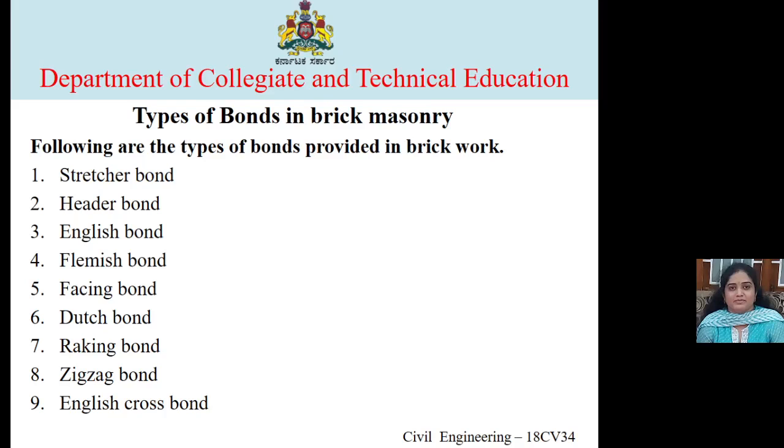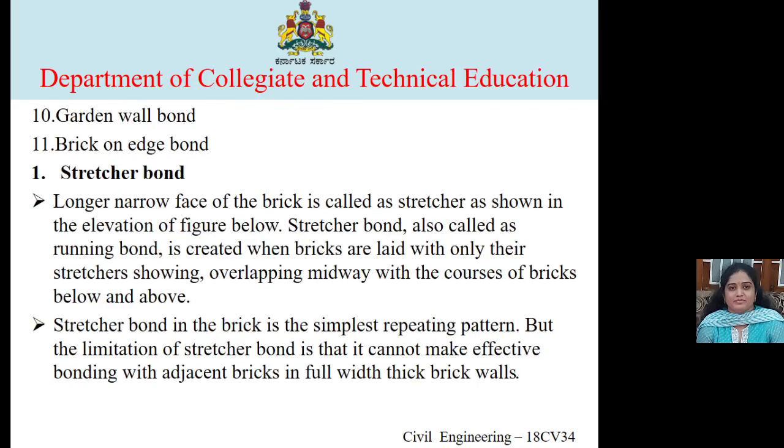In this video, we are going to discuss the different types of bonds in brick masonry. There are a total of 11 different types of bonds in brick masonry. They are stretcher bond, header bond, English bond, Flemish bond, facing bond, Dutch bond, racking bond, zigzag bond, English cross bond, garden wall bond and brick on edge bond. So we'll discuss one by one. We'll start from stretcher bond.